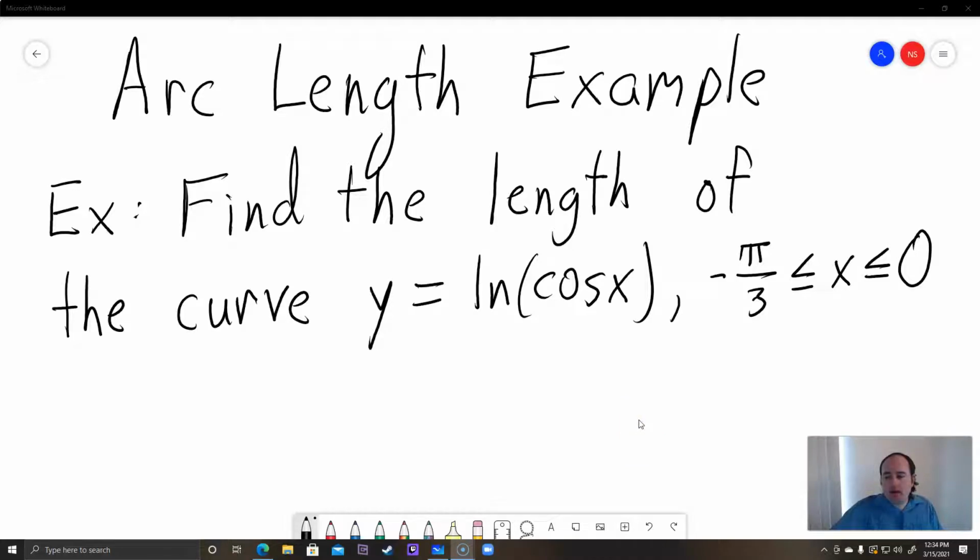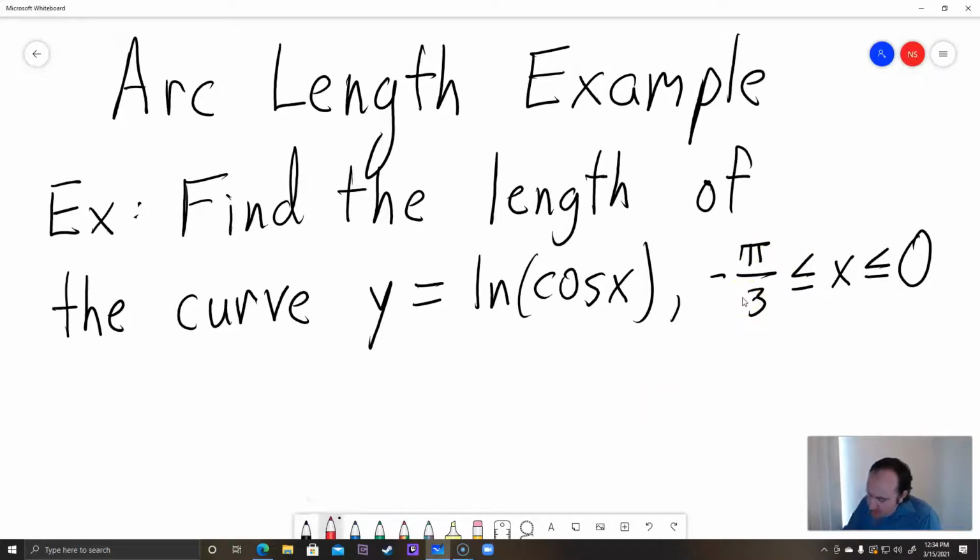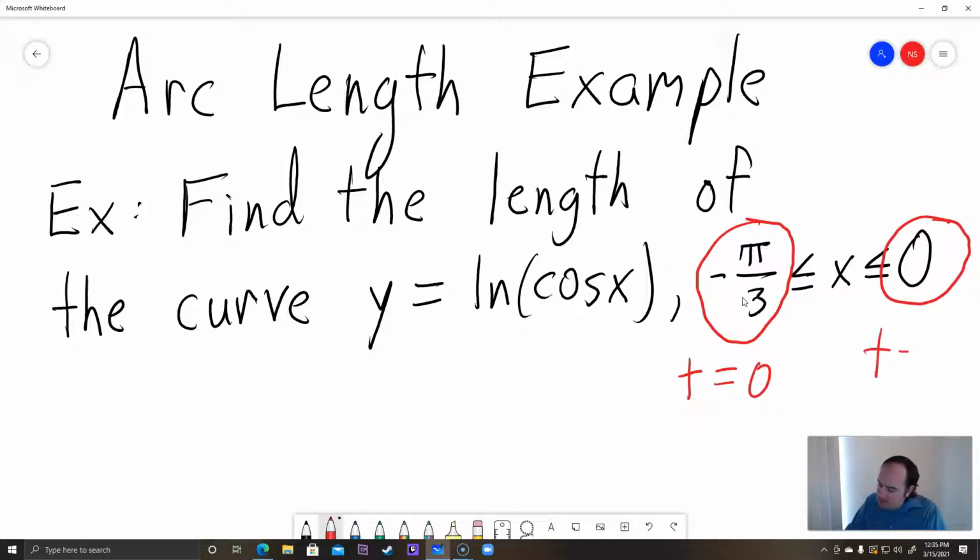And for your discussion board problem, it's very similar. It talks about, well, here at negative pi over 3, or whatever the number is where it starts, that's when time equals 0. And when x goes to the other endpoint, that's when time equals 1. The discussion board problem talks about a particle moving along a curve. But if you ask how far the particle traveled, the distance it traveled, that's the same as finding the length of the curve. So this is similar, it's just got different numbers and a somewhat different function.